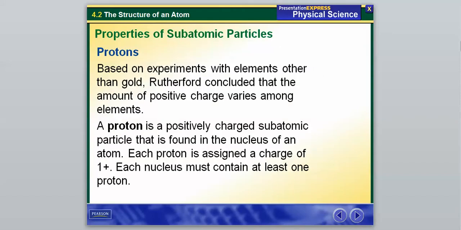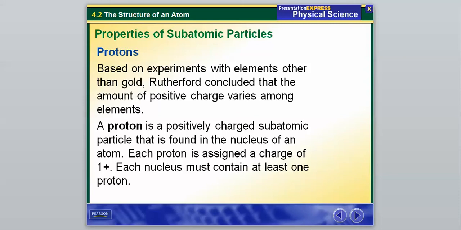So based on experiments with elements other than gold, Rutherford concluded that the amount of positive charge varies among elements. And so that means that gold is going to have a different amount of positive charge than hydrogen, than helium, than all of those different atoms, or other different elements. And a proton is our positively charged subatomic particle, so make sure you wrote that down, and that it is found in the nucleus of an atom.